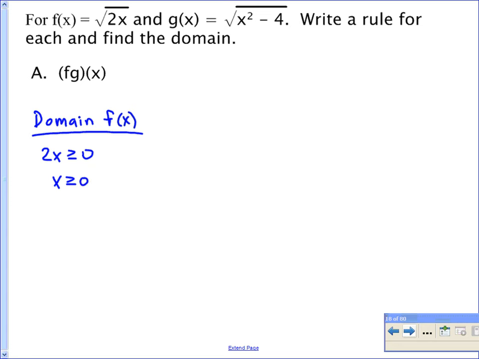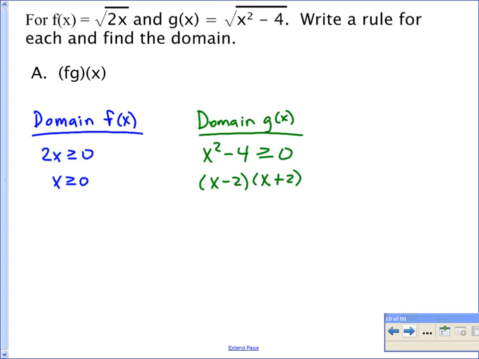And now let's find the domain of g of x. The domain of g of x is going to be that x squared minus 4 is greater than or equal to 0. So again, we have a quadratic and an inequality. That tells us we're going to have to use test points. Okay, so we have a number line. We're going to have a -2 and a +2 on the number line. You choose your test points, and the way it's going to turn out is that this area doesn't work because that's going to produce a negative. These areas do work.